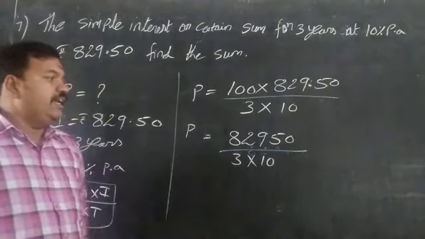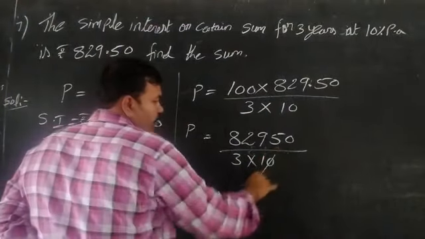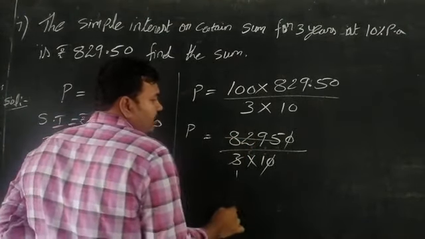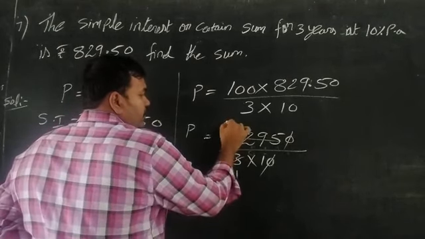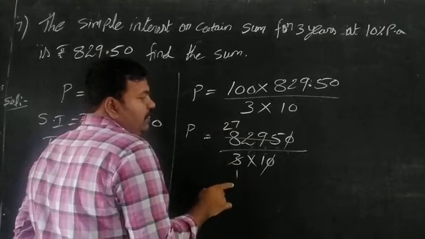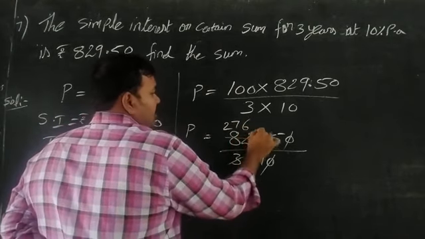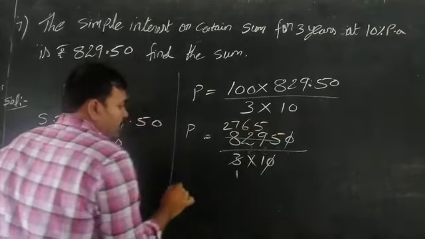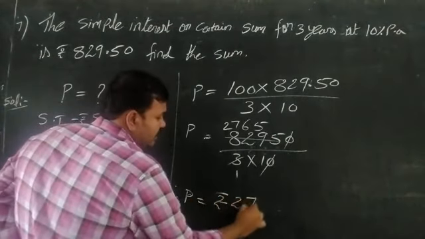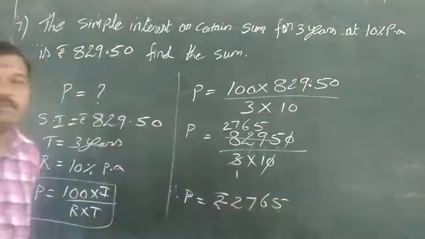Now here is the cancellation: 0, 0 cancel. Now I have to divide by the 3 table. 3 twos are 6, 3 sevens are 21, 3 sixes are 18, 3 fives are 15. Therefore, the principal is equal to rupees 2765. This is the answer for our sum.